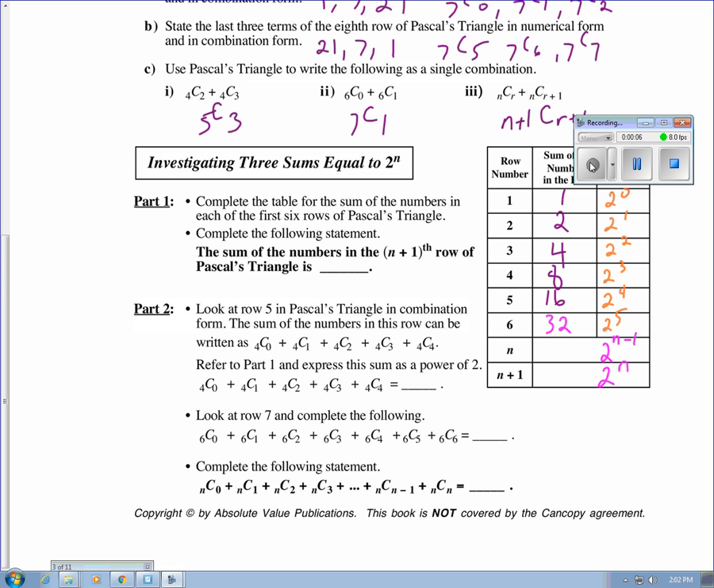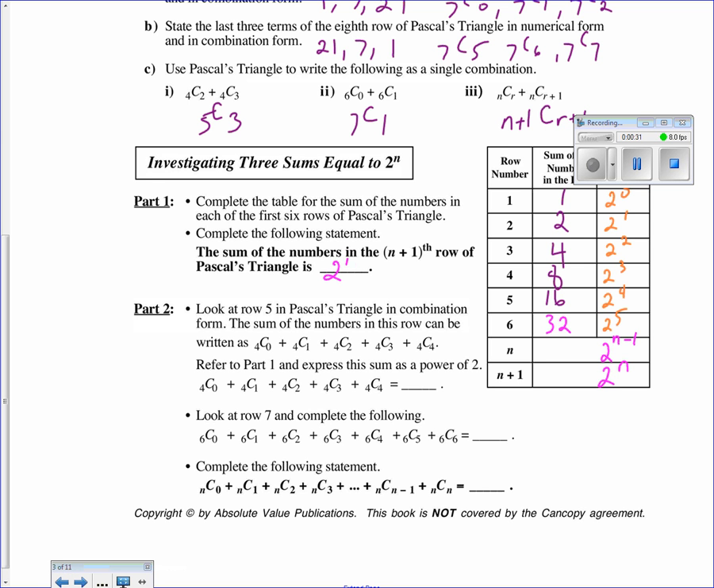So we've been talking about how Pascal's triangle has some interesting patterns. We've been talking about the rows in Pascal's triangle, the sum of the coefficients in Pascal's triangle. And what we've come to recognize is that the sum of the coefficients in the expansion of (x + y)^n on Pascal's triangle is always 2^n. So the sum of the numbers in the (n + 1)th row of Pascal's triangle is 2^n.